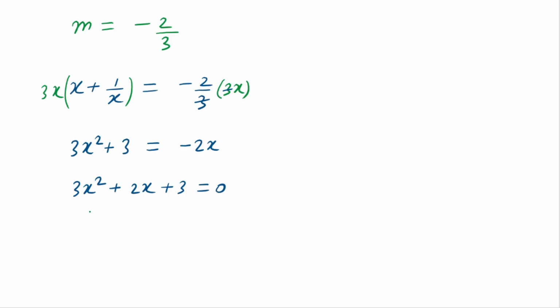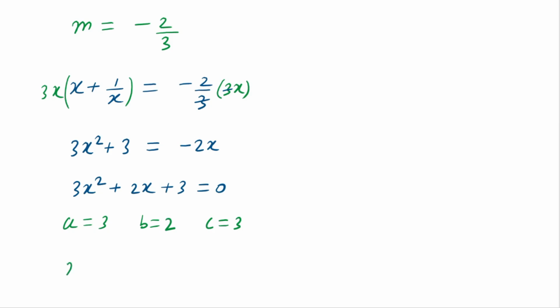Here the coefficient of x square is 3, so the value of a is equal to 3, and the coefficient of x is 2, so the value of b is equal to 2, and the constant term is 3, so the value of c is equal to 3. And this quadratic equation is not factorizable. So here we will apply the quadratic formula.